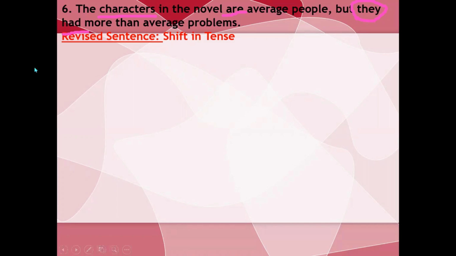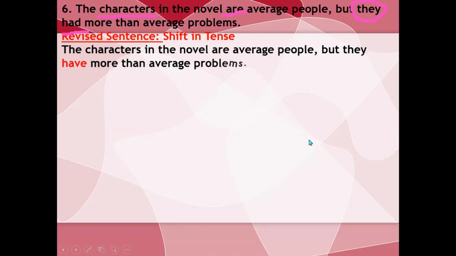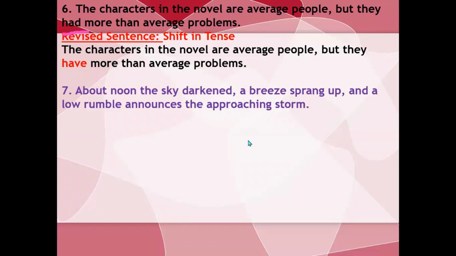So how are we going to revise it? We change had to have. The characters in the novel are average people, but they have more than average problems. Clear? Let's go to the next number.